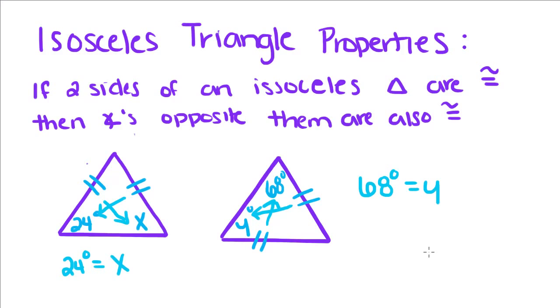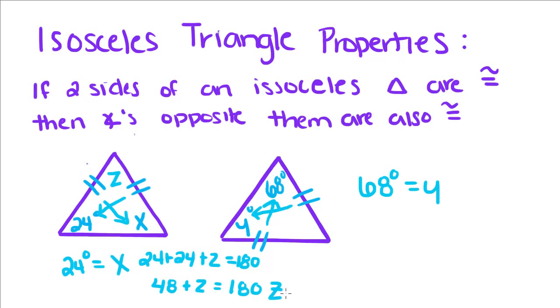And just if we wanted to, we could use our interior angles of a triangle property to find out what this equals. So 24 plus 24 plus z equals 180. 48 plus z equals 180. So z has to equal 132.